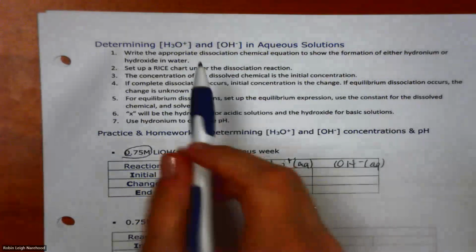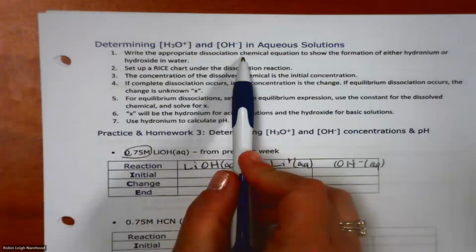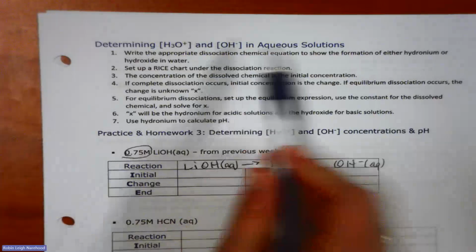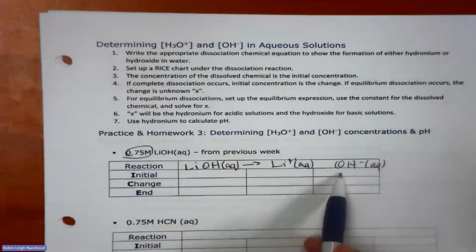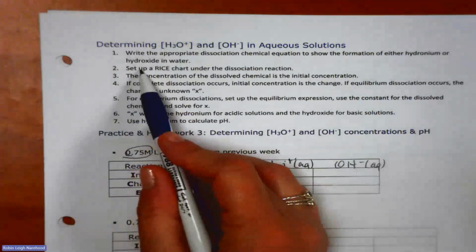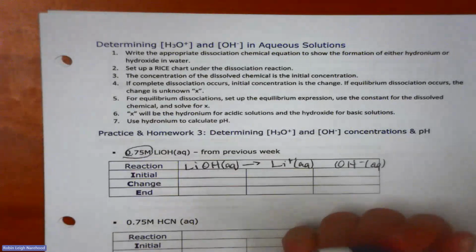So you're going to write the dissociation, and it's going to show either hydronium or hydroxide. And so this shows hydroxide. And we're going to set up a chart. I've already set up all the charts for all of our examples.